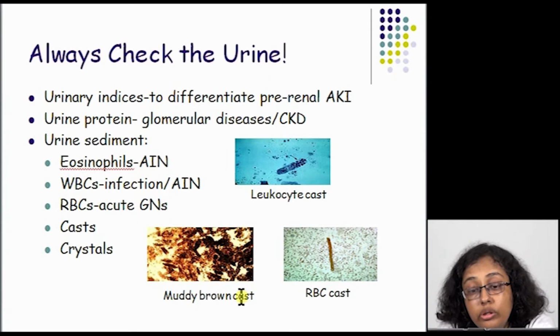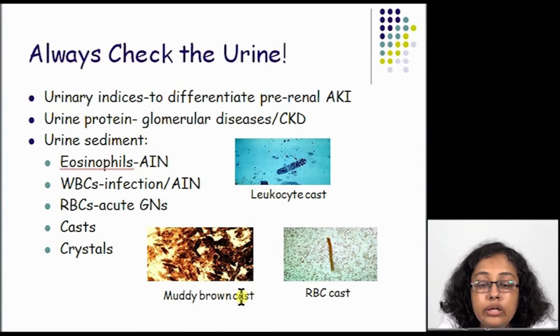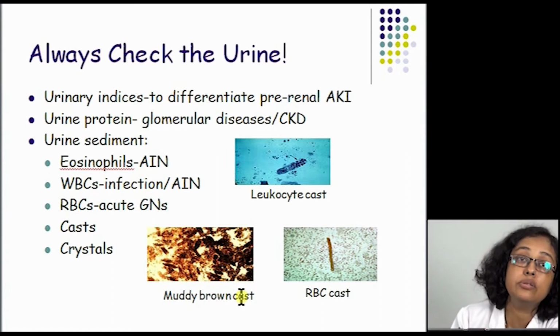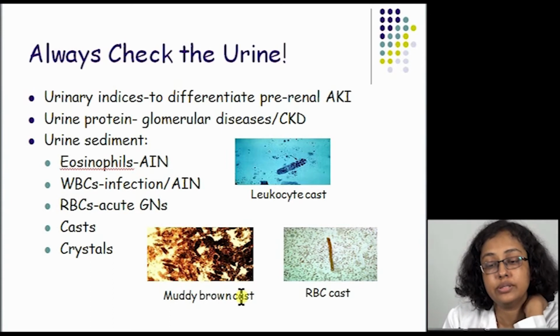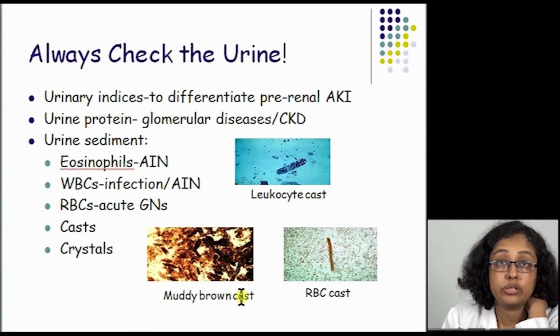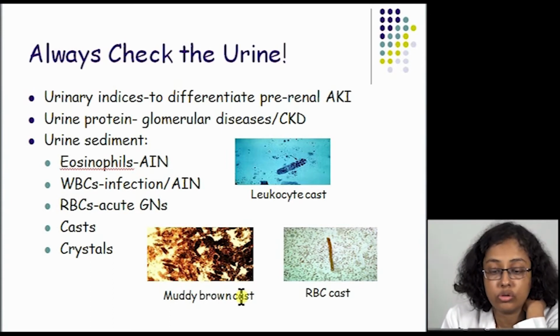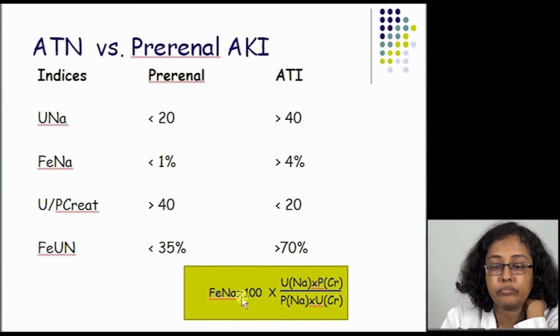Urinary sediment is important. You may have eosinophils in urine because of an acute interstitial nephritis. WBCs could be suggestive again of an AIN or a urinary tract infection, which could be subsequently defined by urinary culture. You could have RBCs and RBC casts in acute glomerular diseases. Sometimes you may have crystals like oxalosis, which could also be diagnostic.